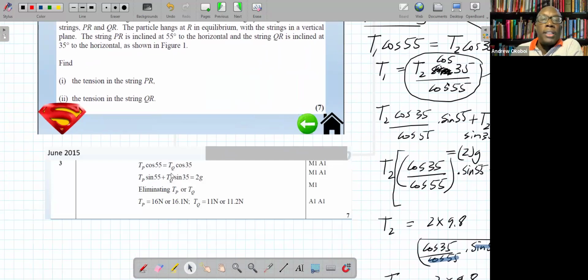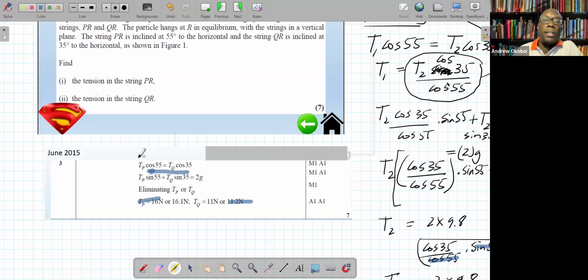And essentially that's what they've done here. So you can see that this is T1, which was 16, and T2 is actually 11.2. Now, I don't see where the 7 marks are here, but yes, I think you get 2 marks for setting this up this way.